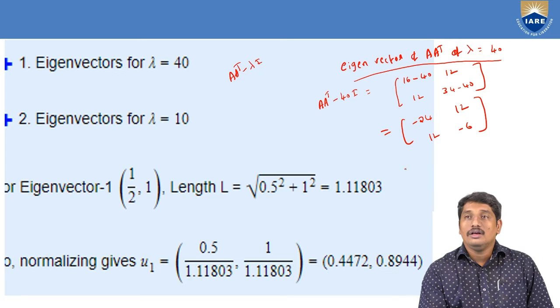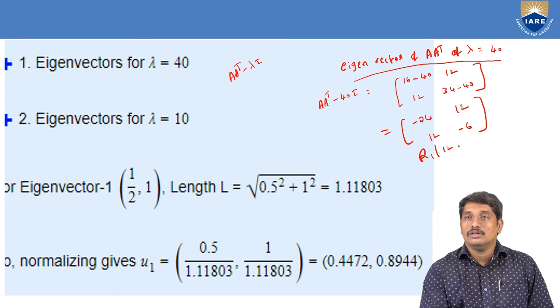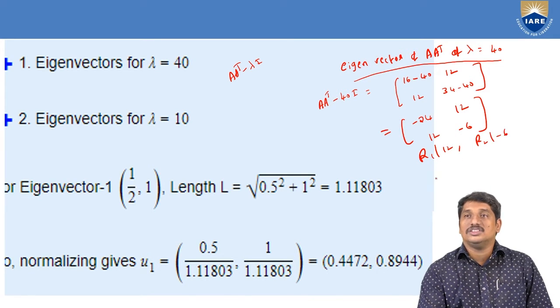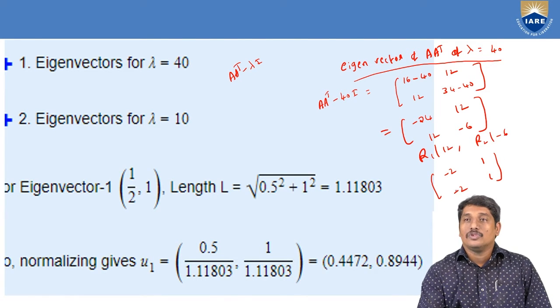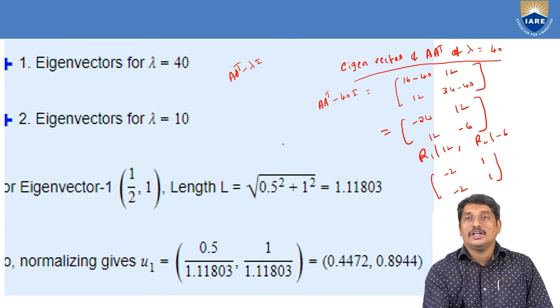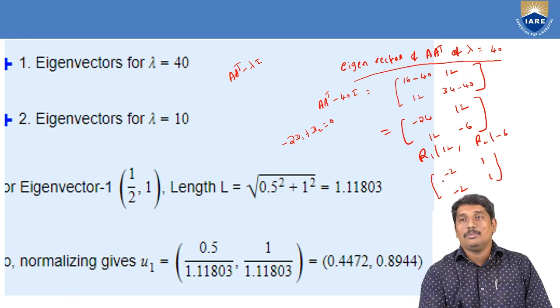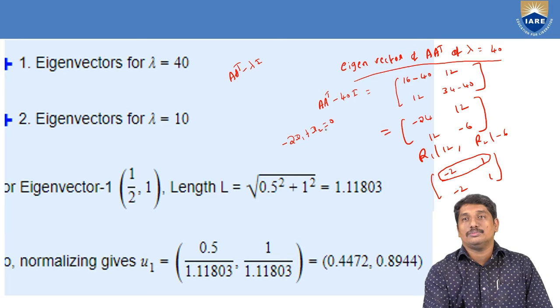When we divide the first row by 12 and the second row by minus 6, we get minus 2, 1, minus 2, 1. Hence we observe that the two rows are identical, and we can write an equation minus 2x1 plus x2 is equal to 0 with the help of the first row. With the help of this row, we can write this equation minus 2x1 plus 1x2 is equal to 0.